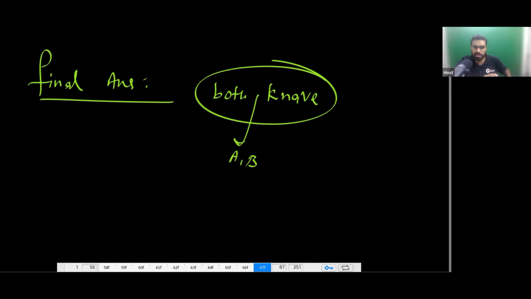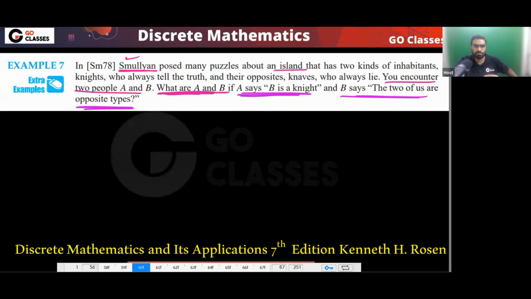Tell me, did you understand this question? Let me know. Anyone has any doubt in this? Very simple puzzle type question. If you get a contradiction in some case, then that case you discard.